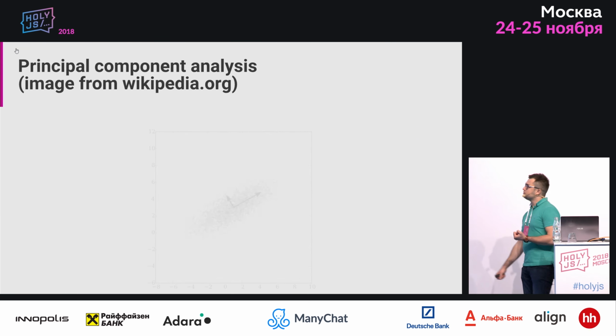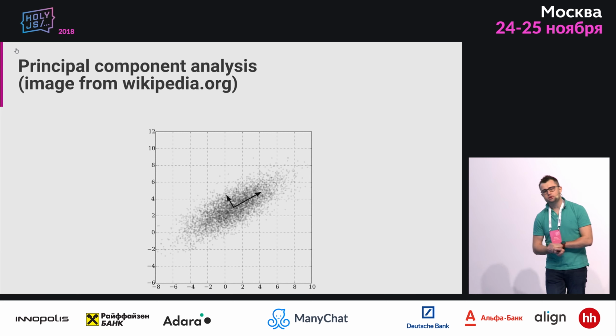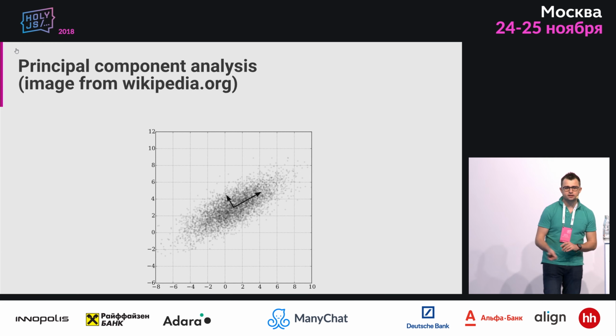Oh, we are on good timing. And the next algorithm is called PCA, Principal Component Analysis. And this will help us to present high-dimensional data in lower dimensional space. Look at this. We have two-dimensional points.